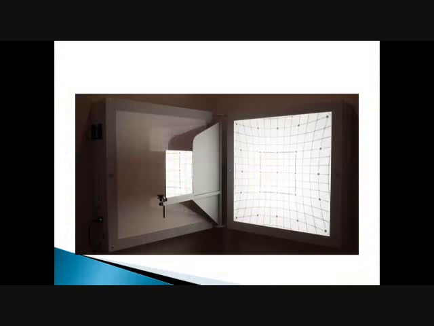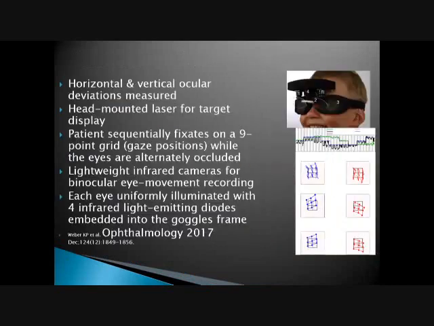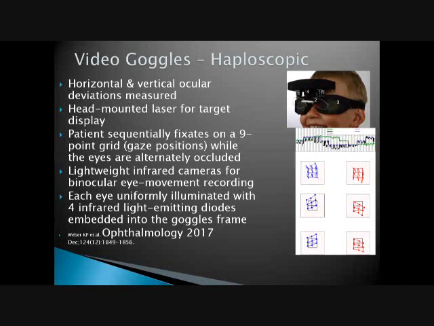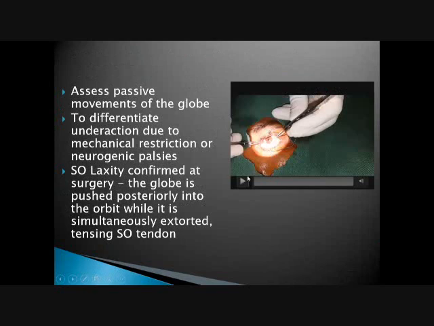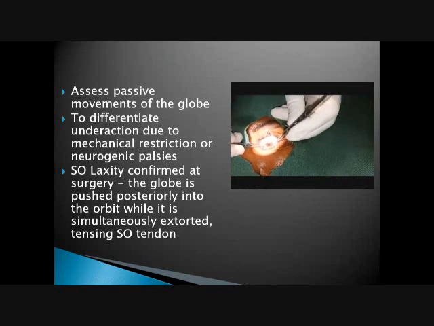Okay. So this is a Lees screen and Lancaster red-green test, and these are the goggles, haploscopic. We can measure all the vertical and horizontal deviations, and they have the head-mounted laser for target display, and the patient sequentially fixates on the 9 positions, and infrared cameras record all the eye movements. Now this is a practical step. What is this being done?